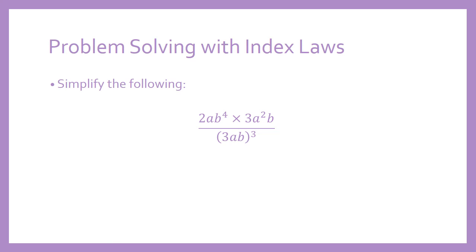So I'm going to go through how to simplify this problem. That's 2 times a times b to the 4, times 3a squared b, all over 3ab all cubed. That sounds very confusing when I say it out loud, but looking at that problem, hopefully some of you may already have an idea of how to solve it.